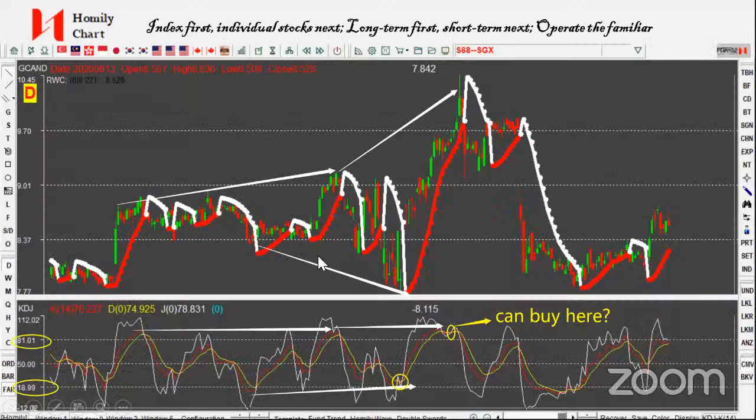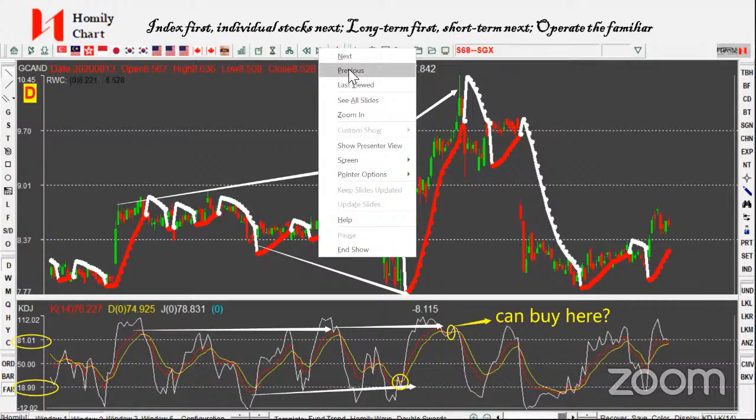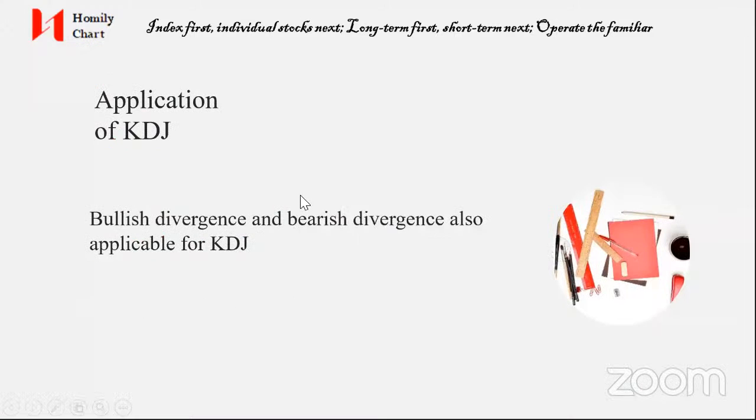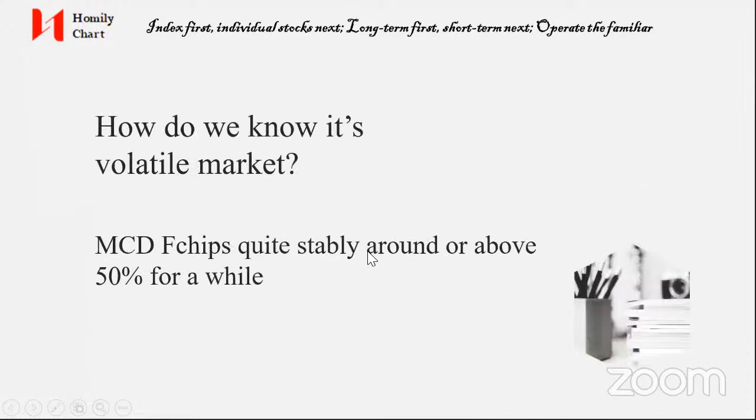Okay, the other situation to apply KDJ is bullish divergence and bearish divergence based on KDJ. And this kind of divergence is, we check the divergence between the price and the K, just the price and the K. We focus on the K line, only the K line. For bullish divergence, we check the low point and low point for price and for K. And for bearish divergence, we check the high and high for the price and for the K. Just to show you an example.